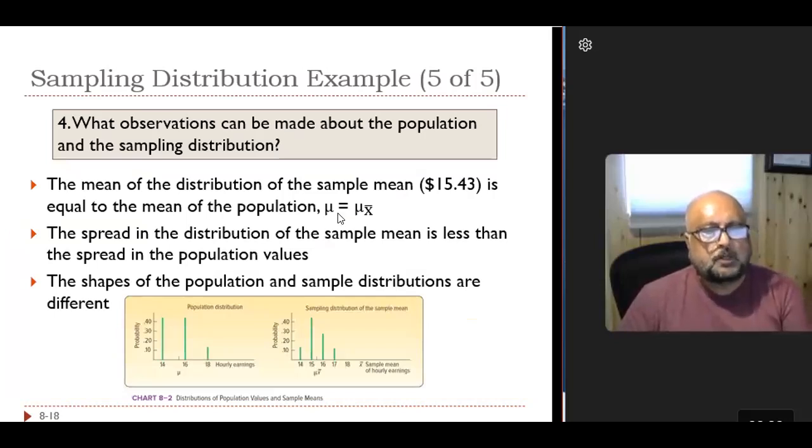So mu is equal to mu x bar. We sample, and the mean of all the sample means is equal to the population mean. But again, the spread of the sample means is less than that of the population.